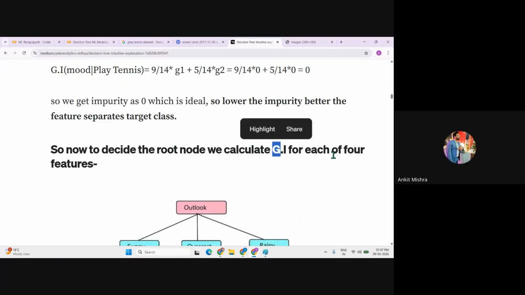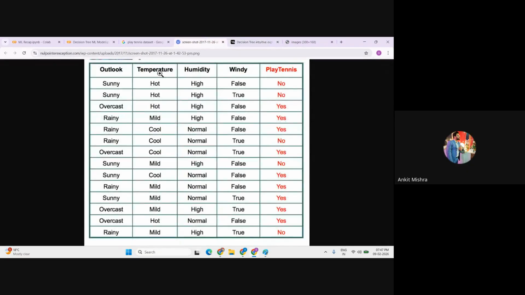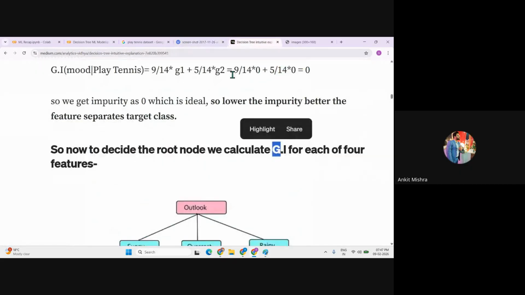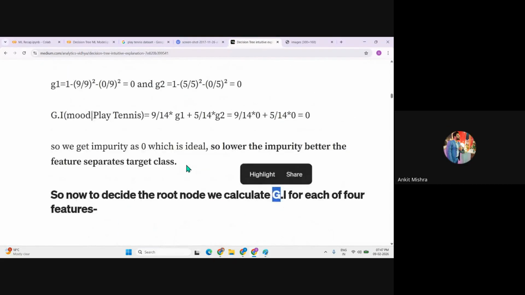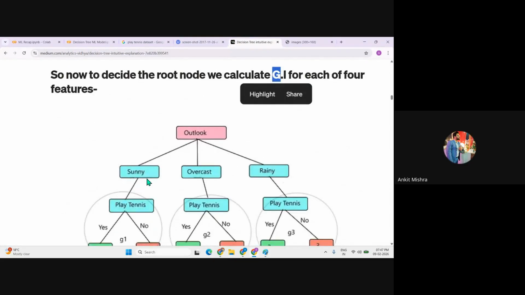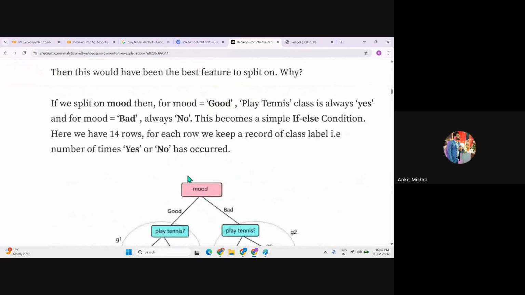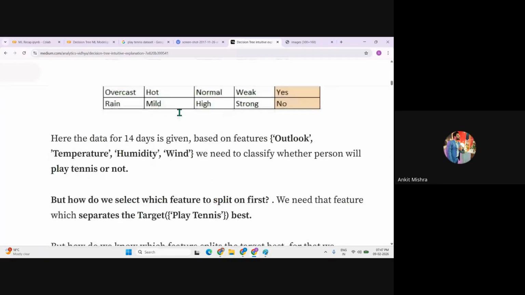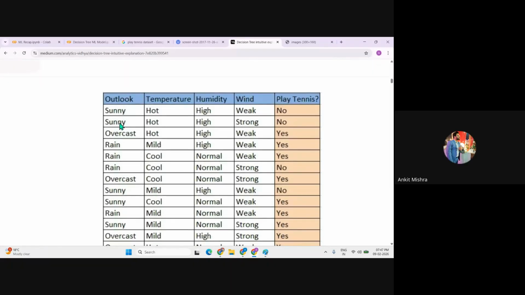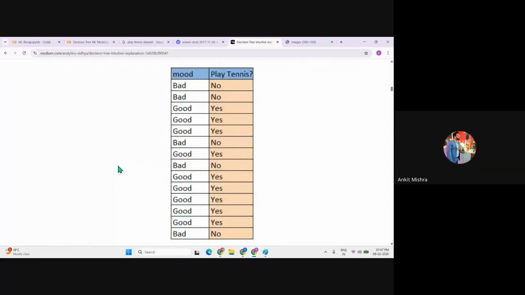Each has four features, and we know that we have four different features: outlook, temperature, humidity, and wind. So let's just start with the outlook one. Now, how to identify the decision node? For that, you go to this data set and check the unique values inside this outlook column. Inside this outlook column, we have sunny, overcast, and rain. We only have three unique values, so we'll create three decision nodes.